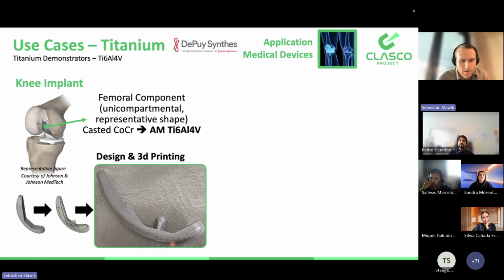And this is the final use case part. And of course, what you want to achieve there is better functionality in friction and biocompatibility.